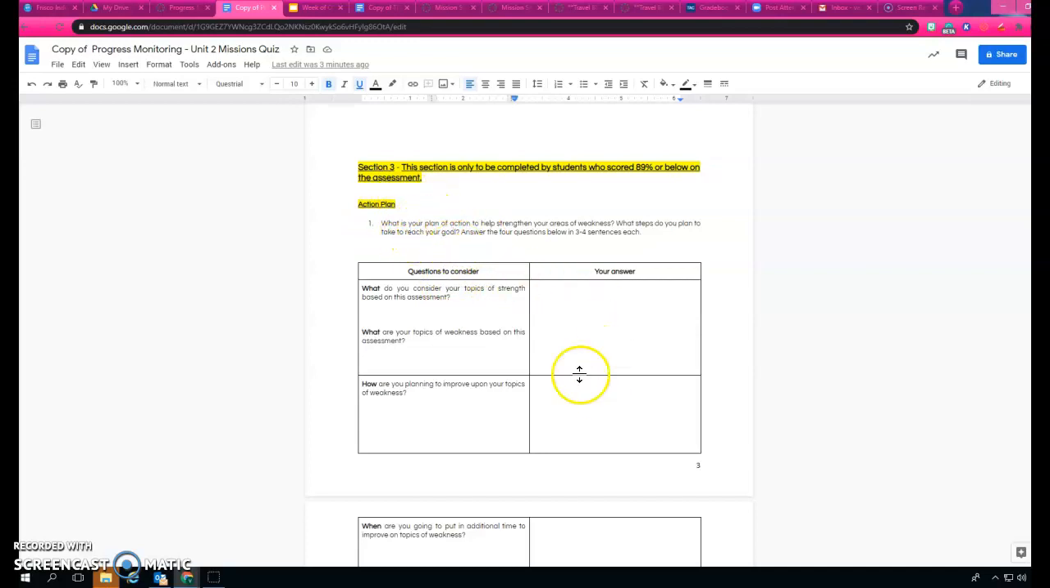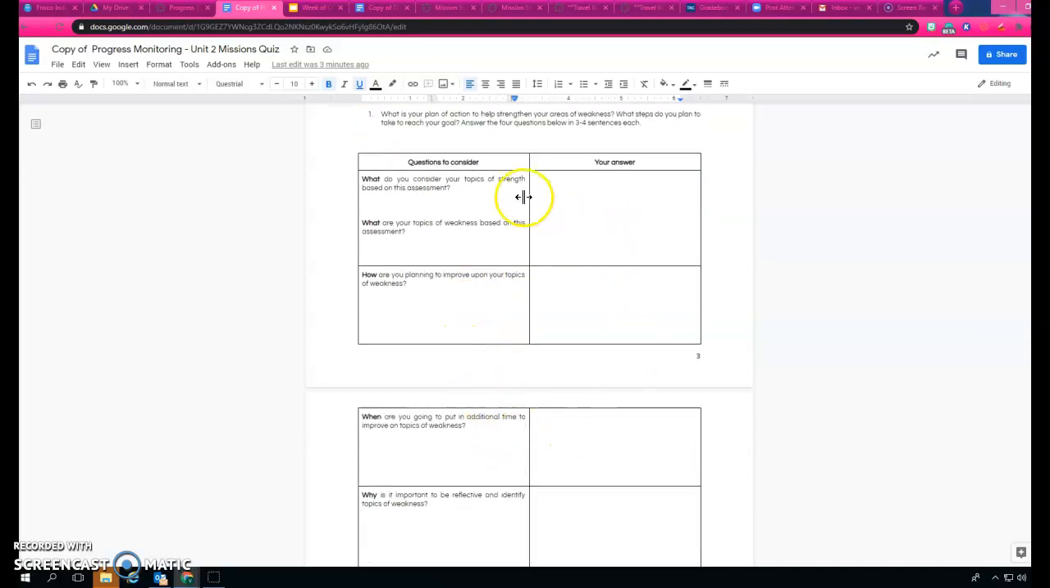I'm going to walk you through what to do for this. This is your action plan. It says, what is your plan of action to help strengthen your areas of weakness? What steps do you plan to take to reach your goal? Answer the questions below in 3 or 4 sentences. I'm going to answer these questions in 3 to 4 sentences each.